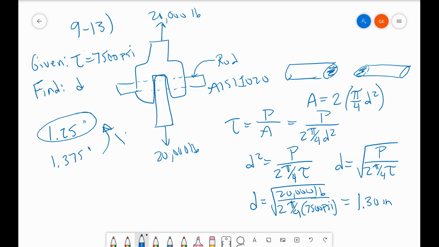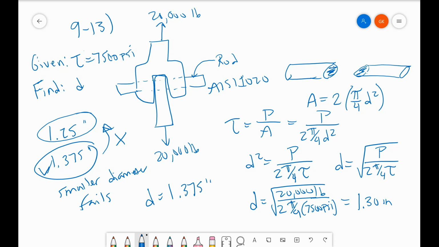Wrong. I mentioned this earlier. You want this one. This one right here is the correct one, with a little check mark. Because if you chose a smaller diameter, it would fail. So you have to choose the larger diameter in this case, which is 1.375 inches. So that is our correct answer. Be very careful about that. Always go bigger if you're trying to find the right diameter or size rod to meet your goal. Otherwise, you might choose one that will fail.